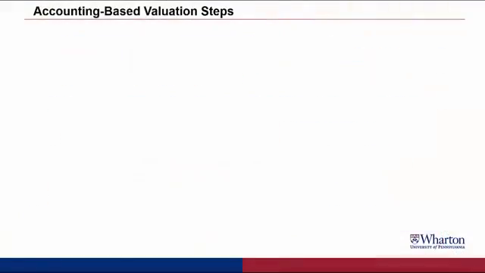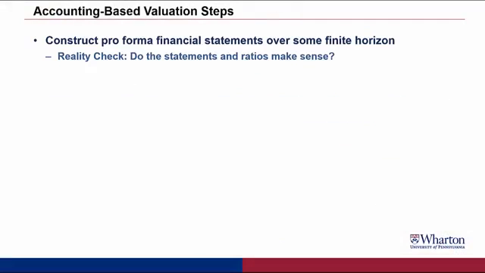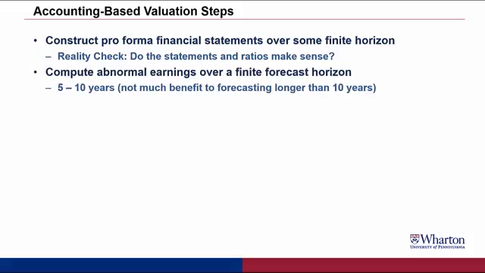So here are the steps that we need to follow to do accounting-based valuation. The first step is to construct the pro forma financial statements over some finite horizon, forecasting out into the future, and then check to see whether the statements and the ratios make sense. And this is what we looked at doing in the forecasting video. The next step is to use those statements to compute these abnormal earnings over the finite horizon. And again, we're only going to go out 5 to 10 years because there's not much benefit to forecasting beyond 10 years because it's not going to be that accurate.